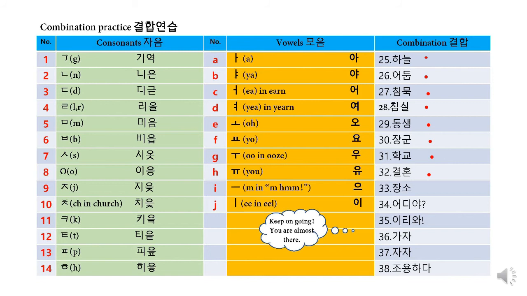Jangso, place. Odiya, this is where are you. Ya is a friendly ending. So use this to your friend, not to your father or to your mother. Iriwa, this also, come here, is used to your friend or to your child.